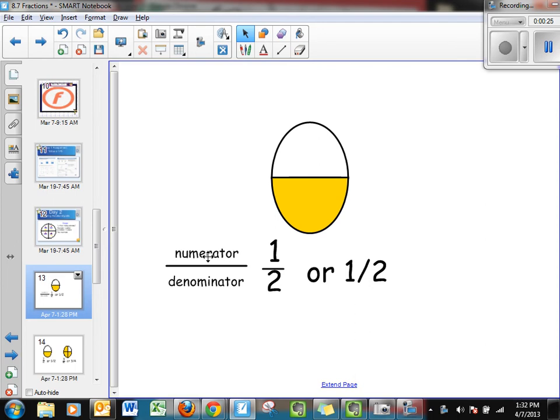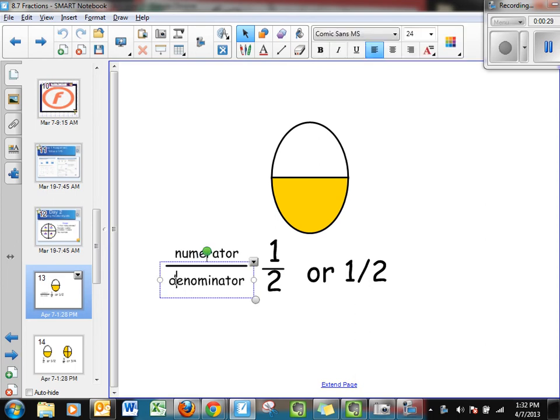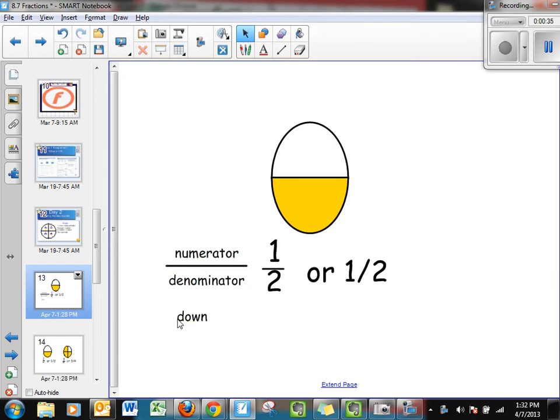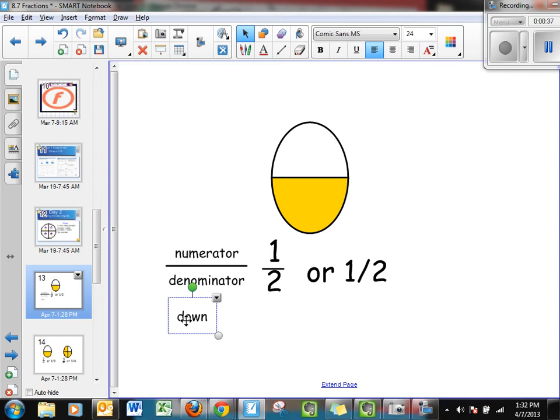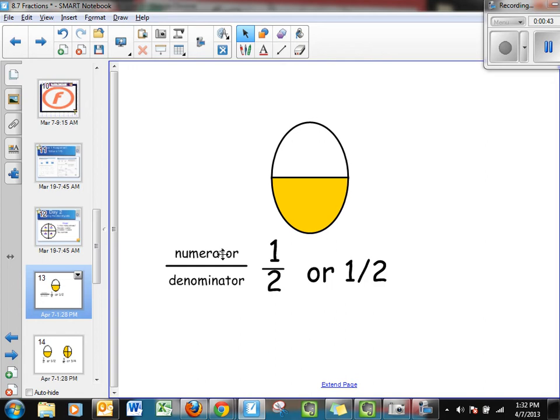We talked about these last lesson. Numerator is always the top number, denominator is always the bottom number, and I told you that denominator has that letter D at the beginning, same as the word down, so that was a way you could try and remember where the denominator would be. Now, the more important thing is, what do these numbers stand for? What does the top number stand for? What does the bottom number stand for?